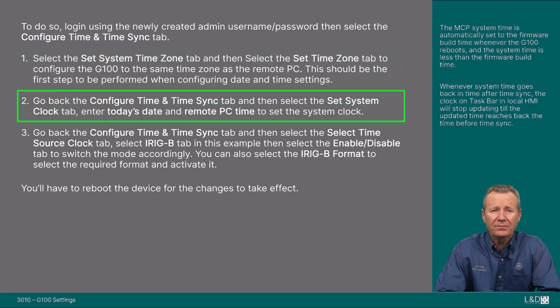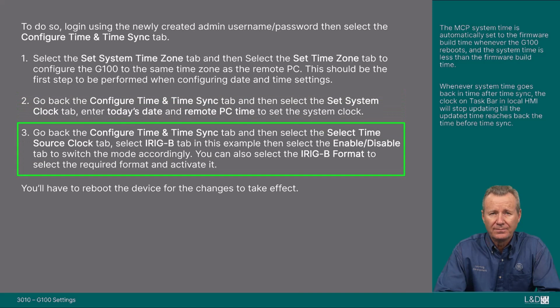2. Go back to the Configure Time and Time Sync tab, and then select the Set System Clock tab, and enter today's date and remote PC time to set the system clock. Go back to the Configure Time and Time Sync tab, and then select the Select Time Source Clock tab. Select IRIG-B in this example, then select the Enable-Disable tab to switch the mode accordingly. You can also select the IRIG-B format to select the required format and activate it. You'll have to reboot the device for the changes to take effect.